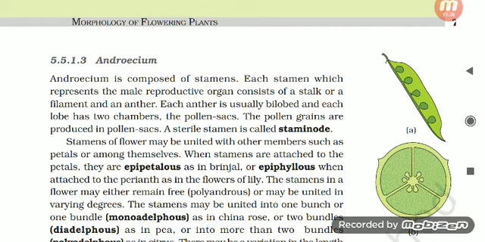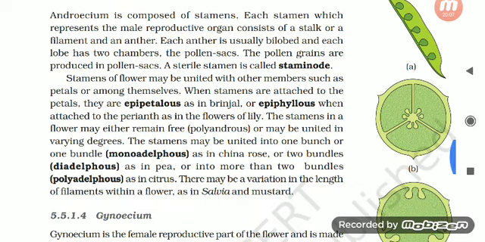Stamens of flowers may be united with other members such as petals or among themselves. When stamens are attached to the petals, they are epipetalous, as in brinjal, or epiphyllous when attached to the perianth, as in the flowers of lily. The stamens in the flower may either remain free, polyandrous, or may be united in varying degrees. The stamens may be united into one bunch or one bundle, monadelphous, as in China rose, or two bundles, diadelphous, as in pea, or into more than two bundles, polyadelphous, as in citrus. There may be a variation in the length of filaments within a flower, as in salvia and mustard.